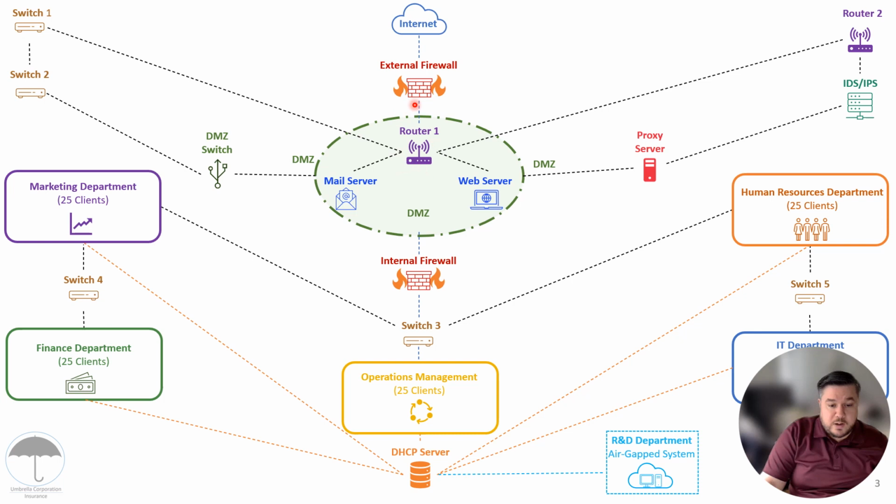Here you can see router 1 and router 2. Router 1 connects to switch 1, then to switch 2, and then to the DMZ switch, which ultimately creates the DMZ zone here. Router 2 will connect to the intrusion detection and prevention system, which will continuously monitor for potentially malicious activity on the network and will provide real-time alerts to network administrators if there is any suspicious activity.